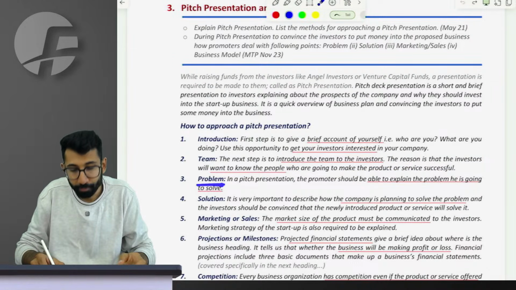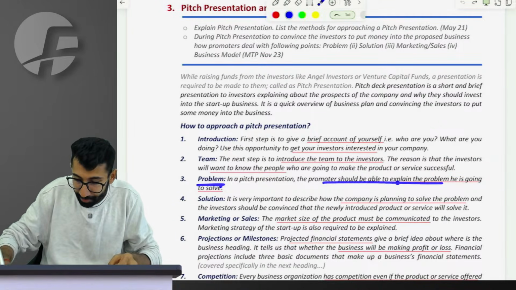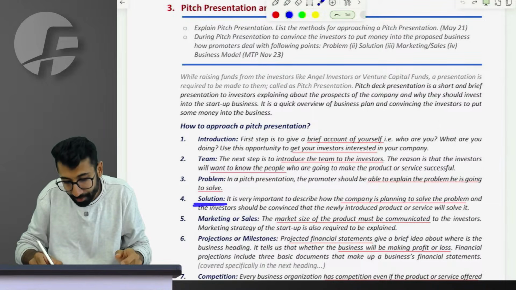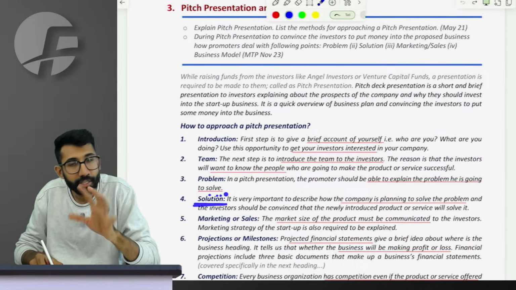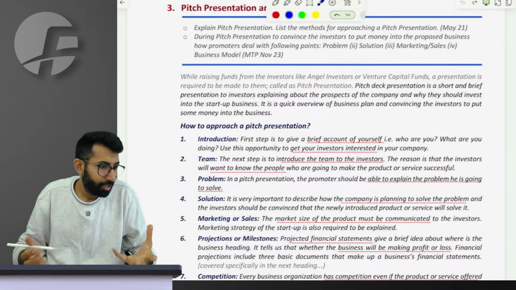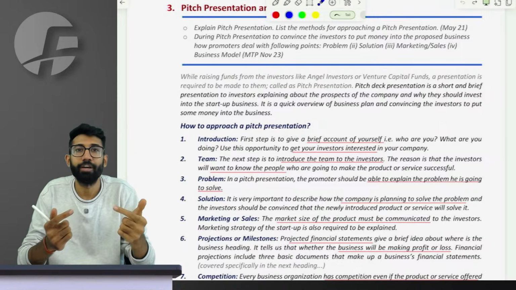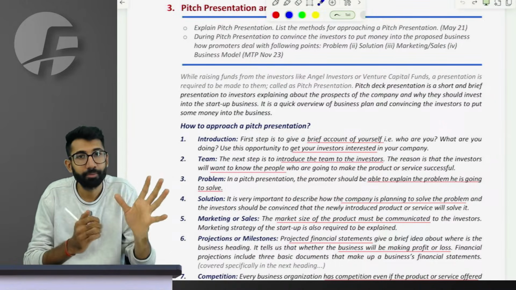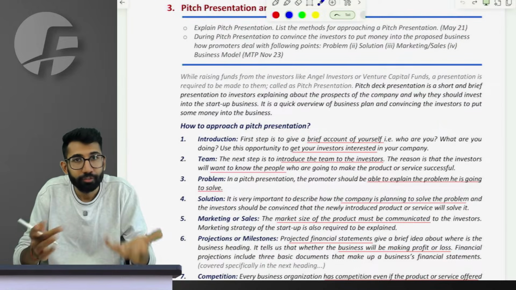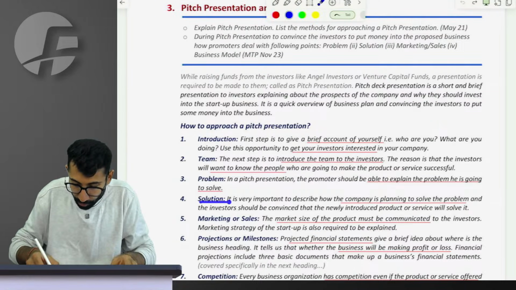Then explain the problem. What is the problem you have identified in the market which you are going to solve? Explain that problem and then explain the solution, that this is the solution through which we will solve the problem, and through this solution how we will make money. For example, someone is sitting at home, he wants food but doesn't want to go out. This is the problem. What is the solution? You have created an app like Zomato or Swiggy, where you can order food directly. So this is the solution you will offer.